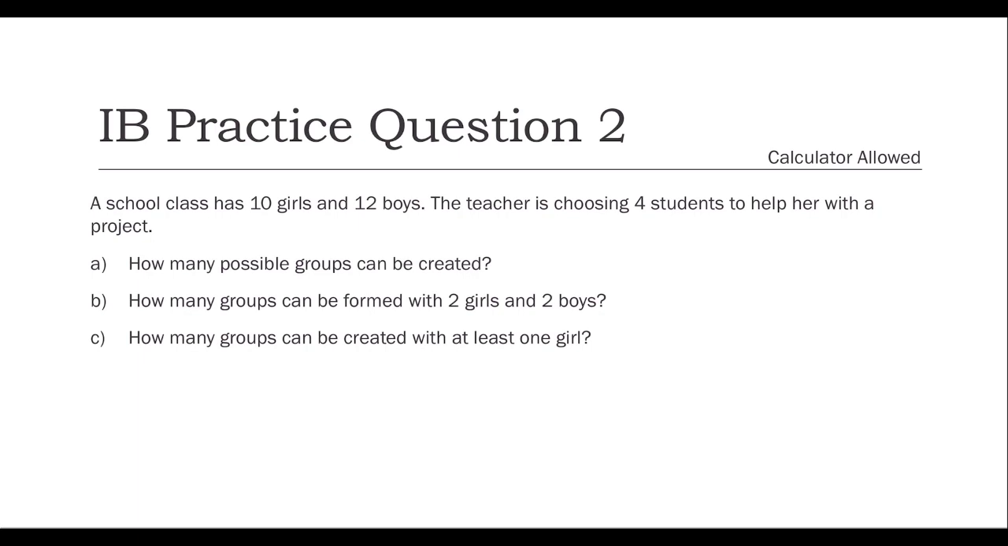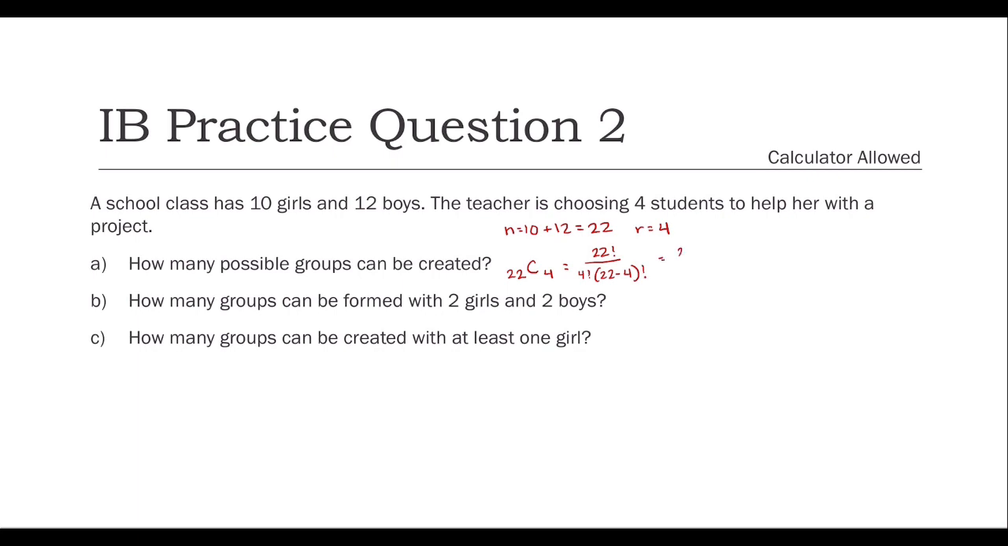So for part A, we're going to use a combination because it doesn't matter what order the students are chosen in, because they're all just going to be put into the same group. So we have a total number of students, which is 22. So that's what our n is. And then our r is going to be 4 because the teacher is choosing 4 students. So we have 22 choose 4, which is 22 factorial over 4 factorial times (22 minus 4) factorial.